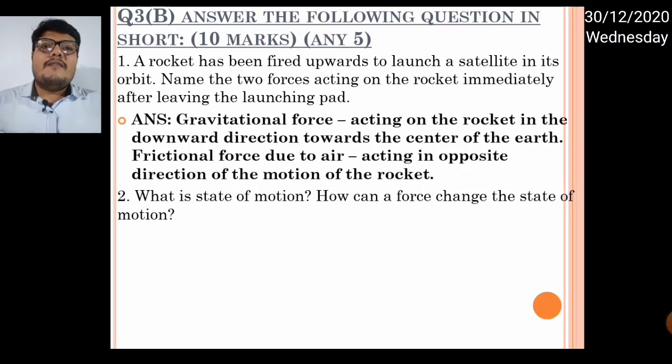See here, first one is gravitational force acting on the rocket in the downward direction towards the ground, towards the center of the earth.